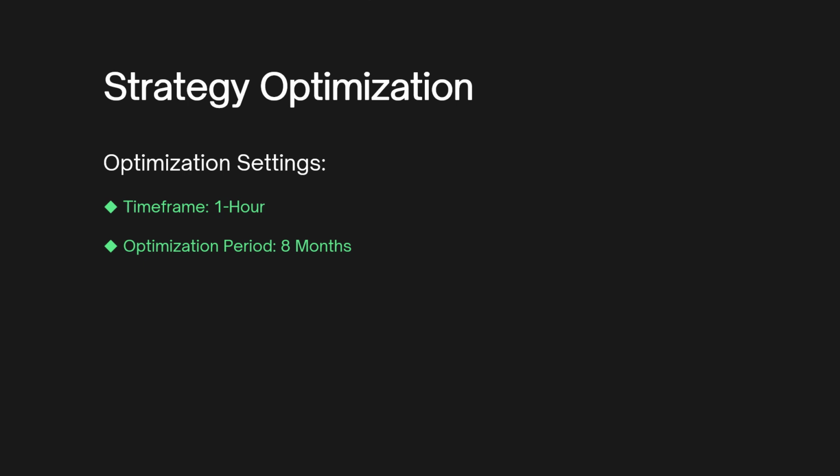Now that we've covered how the strategy works, let's talk about how we can optimize the parameters for better performance. I tested the strategy on a 1-hour time frame using 2 periods. First, we have the in-sample data, which covers 8 months. This is where we find the best parameters for the strategy. Next, we move to the out-of-sample data, which covers 4 months. After optimizing the strategy, we test it on this period to see if it works well with new, unseen data.